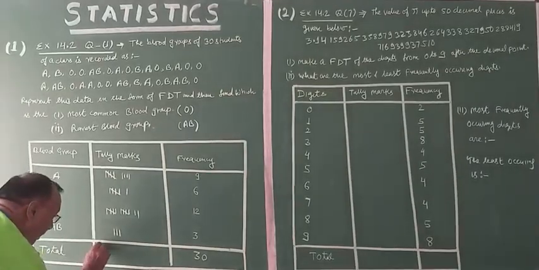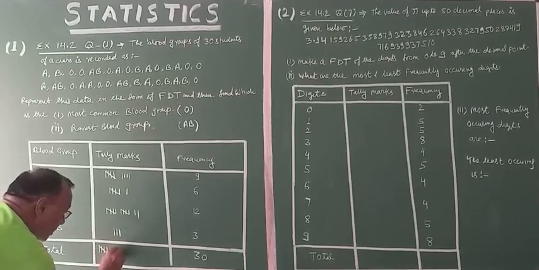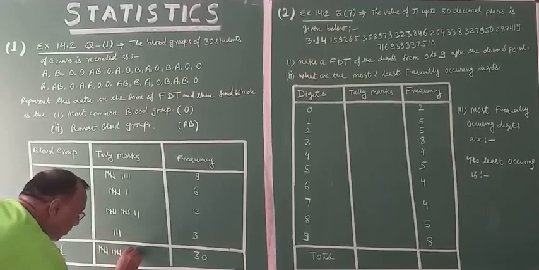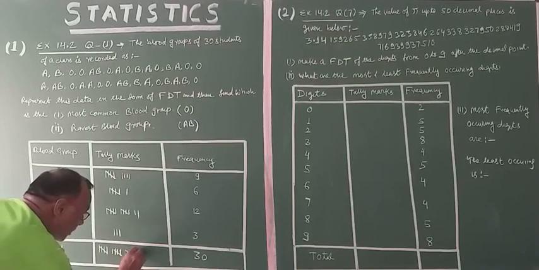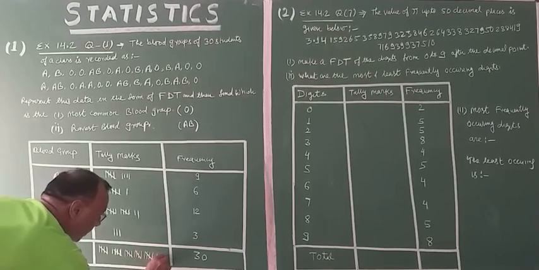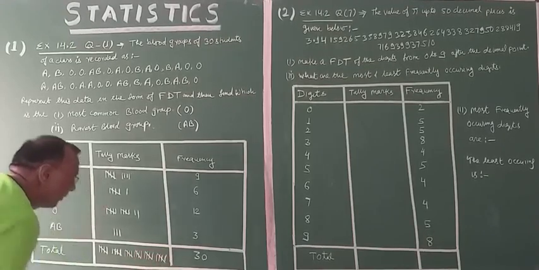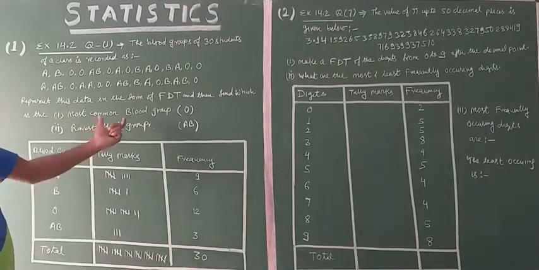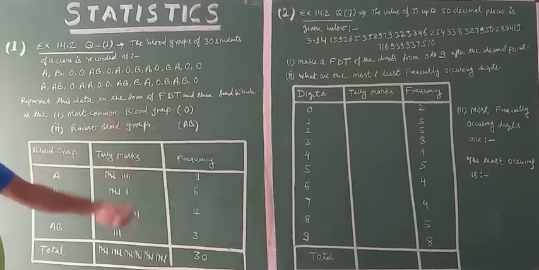You can combine them: 1, 2, 3, 4, 5, 6, 7, 8, 9, 10, 11, 12, 13, 14, 15, 16, 17, 18, 19, 20, 25, and this is 30. Is it okay? Now the question was asked: which is the most common blood group.